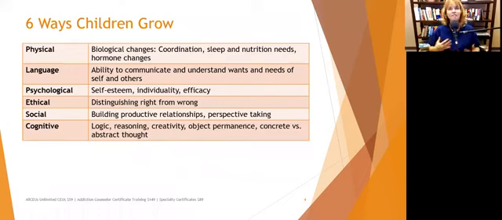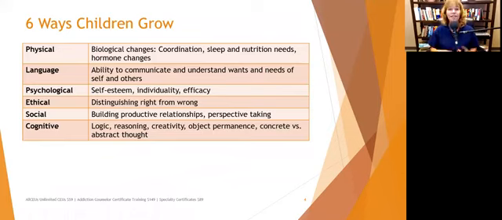Language. They develop their ability to communicate and understand the wants and needs of themselves and others. And it's up to us as parents and clinicians to help children become mindful. In order to understand their own wants and needs, they've got to be mindful. They've got to be self-aware of what those are. Psychologically, children develop self-esteem, individuality, and that sense of self-efficacy.